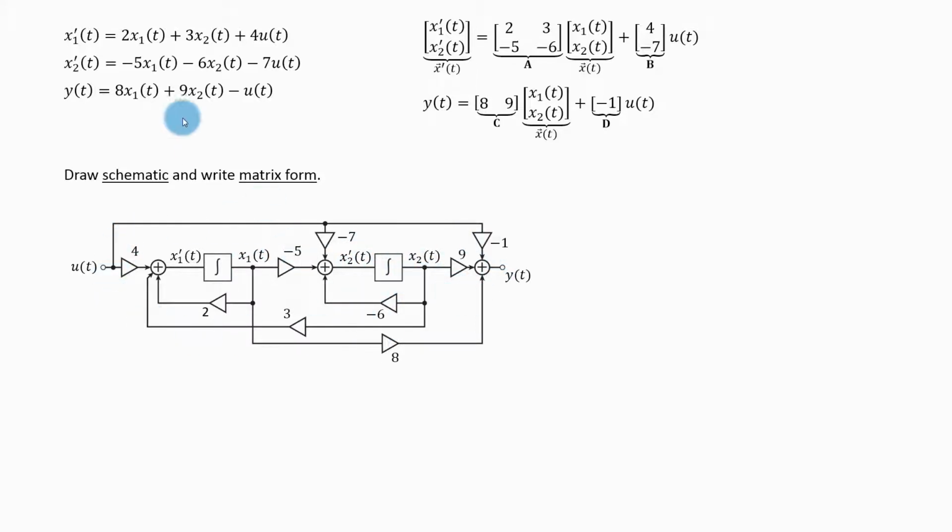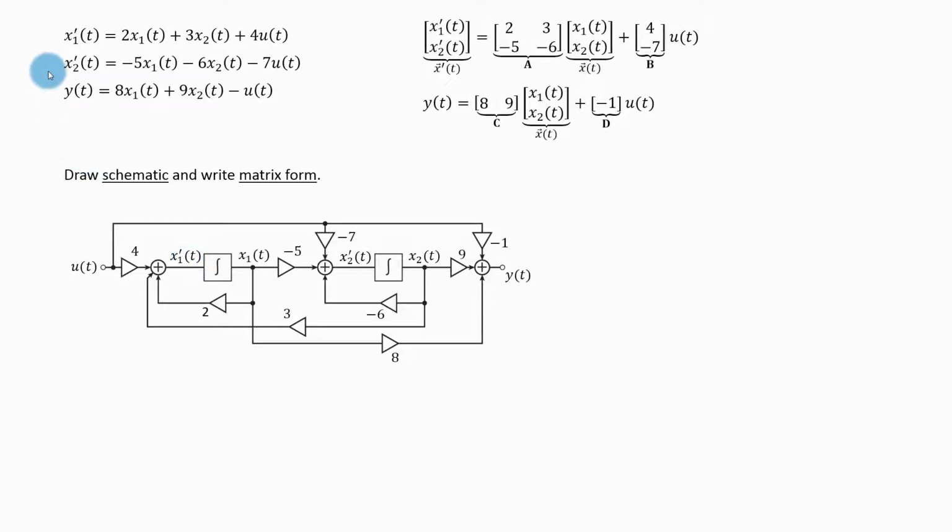So the derivative of the first state variable is equal to 2 times x1 of t, plus 3 times x2 of t, plus 4 times u of t. And that will give me the derivative of my first state variable.